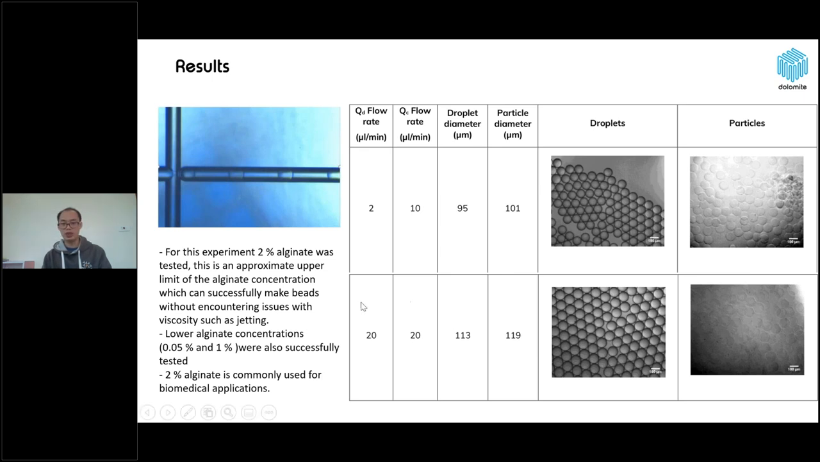When we increase the flow rate of the droplet phase as well as the flow rate of the continuous phase, we can obtain higher frequencies, or a higher production rate, and also larger droplet diameters and larger particle diameters, as you can see in the table and images.